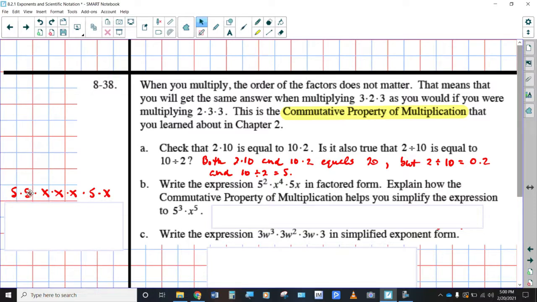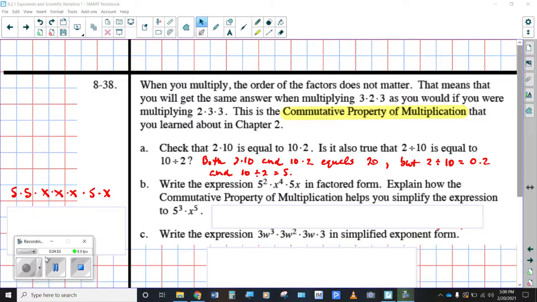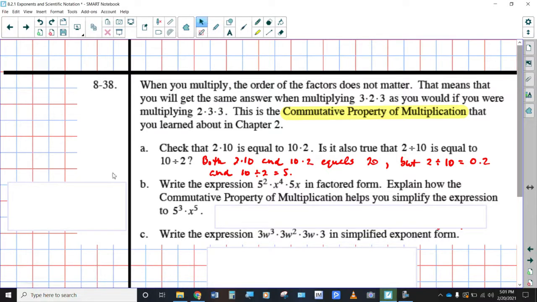5 squared is 5 times 5, x. What did I do? Hold on for a second. My bad. Okay, love it when I make a mistake, but then I catch it before too long.